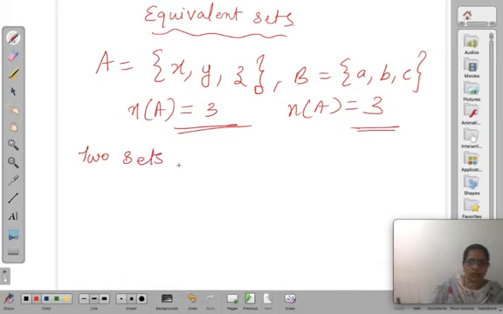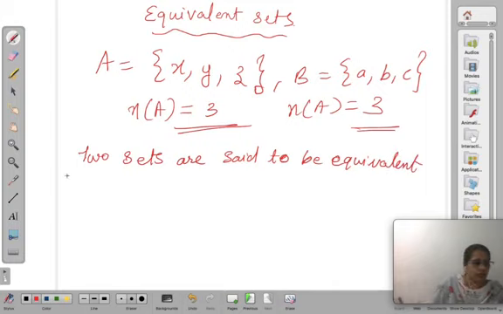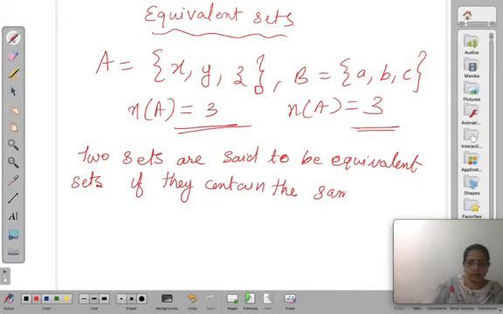Two sets are said to be equivalent sets if they contain the same number of elements.